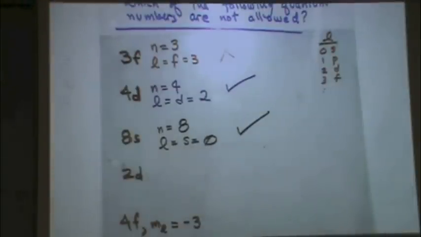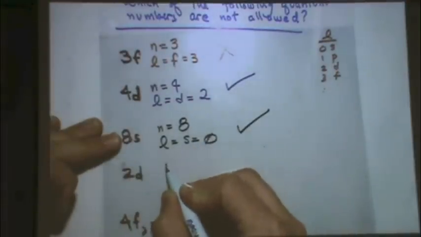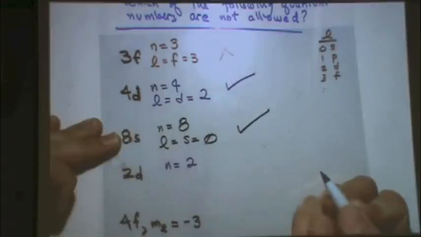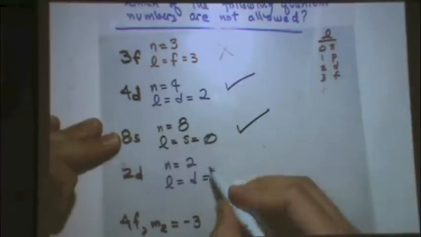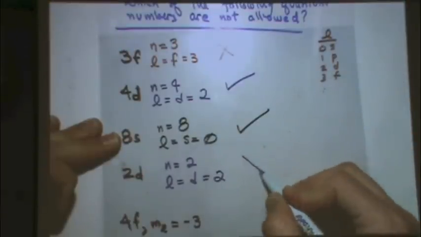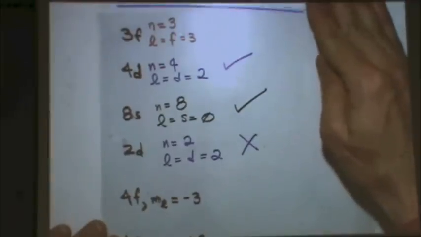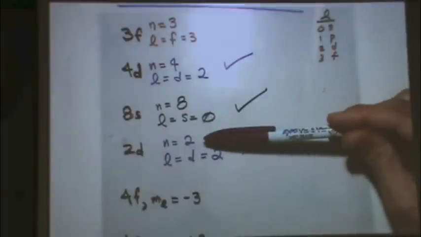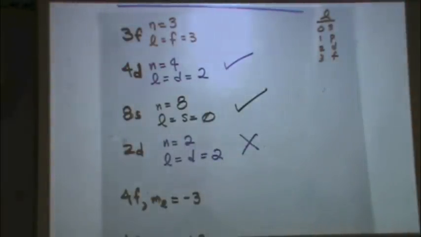Okay, next, let's do the next one. Here, the first number represents N, that's 2. The second number is L, which is D, which is the number 2. Is that okay? That wouldn't be okay, because in this case, N equals L. So they can't be equal, or L can't be larger than N. All those are not allowed as far as quantum numbers go. And so 2D is not possible. A 3D would be okay. That means N is bigger. Or 4D or 5D, etc. All those would be okay, but not 2D.